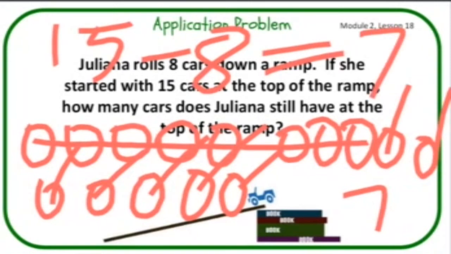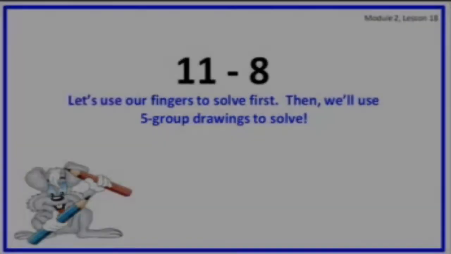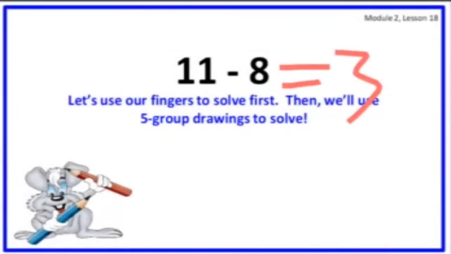We're done with that. Here we have 11 minus 8. Now let's use our fingers to solve first, then we will use 5 group drawings to solve. So using our fingers, we count on, don't forget: 8, 9, 10, 11. That's what? 3. Well, let's use 5 group drawings to solve and see if we'll get the same answer.